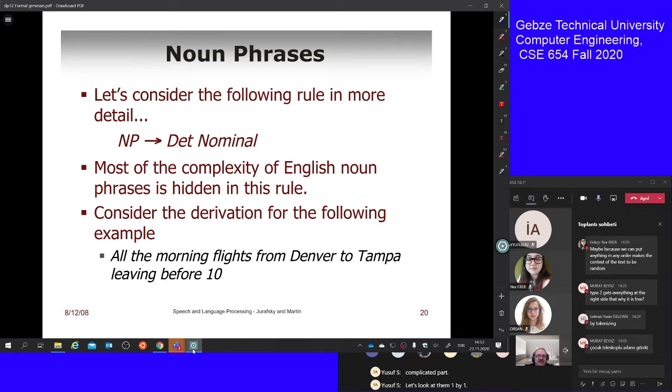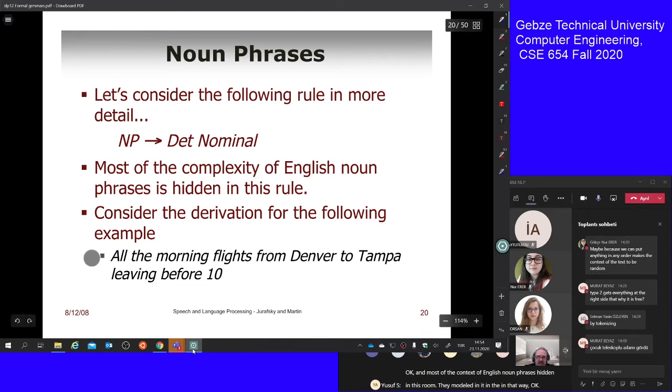This noun phrase, okay. Looking at this rule, noun phrase is determiner plus the nominal. Nominal, as I said before, is a generic version of a noun, more general than a noun, and we are going to use it for our recursive noun phrase expansions, okay. And most of the complexity of English noun phrases is hidden in this rule. They modeled it that way, okay.